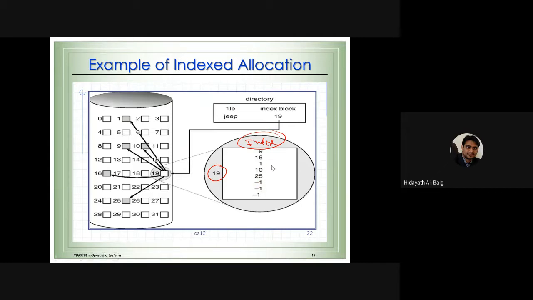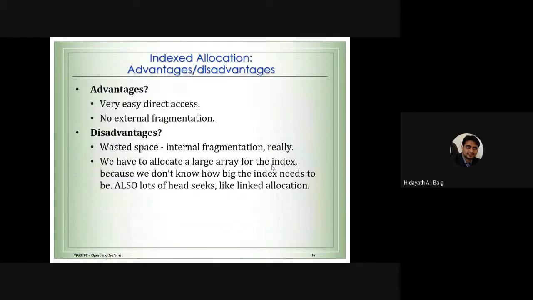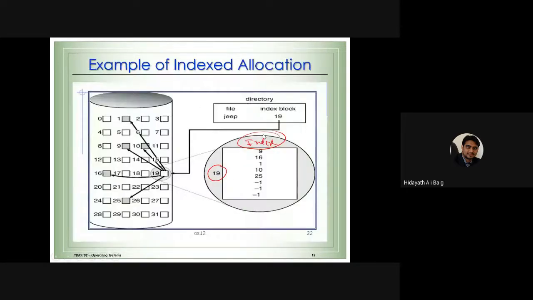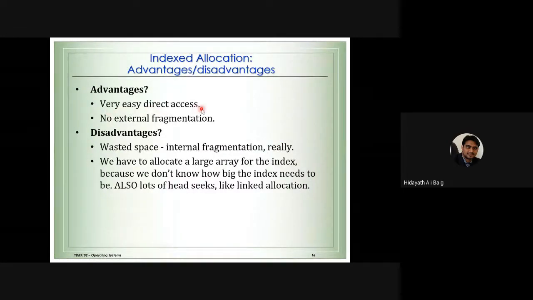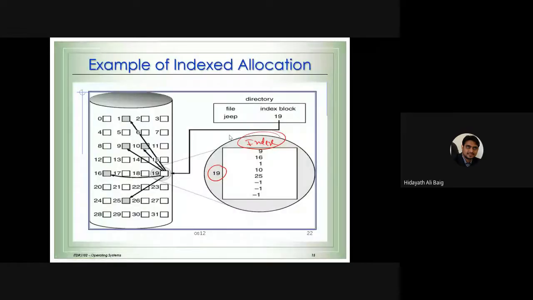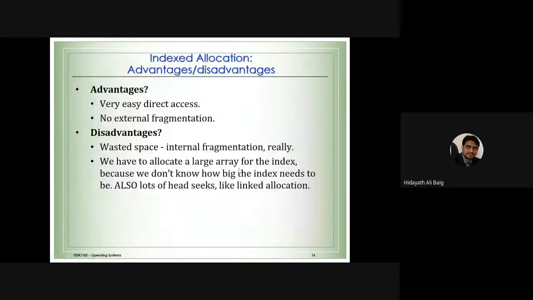Okay, now what are all the advantages? Very easy direct access, because everything is available in the index, like I told you about the book index. If I want to read the data about a particular block, I will see the index. I can see the block number directly, and I can go and get the data from there. That's the reason for very easy direct access and no external fragmentation. We know that external fragmentation is avoided because wherever the memory is available, we can use it. So no external fragmentation. But if you look here, there is some internal fragmentation.